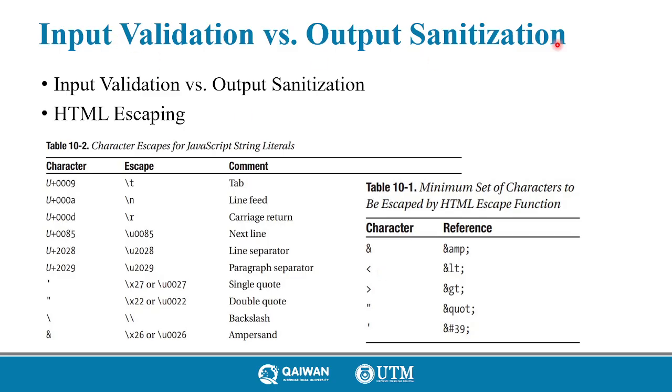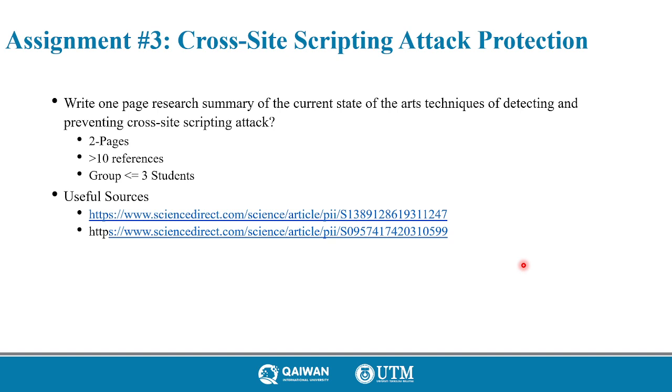Input validation versus output sanitization, or HTML escaping. Table 10, character escapes for JavaScript literals. The characters would be escaped as backslash T for tab, line feed, backslash R for carriage return, the next line, and so on. The maximum set of characters to be escaped by an HTML escape function would be AMP, LT, and GT, and so on.